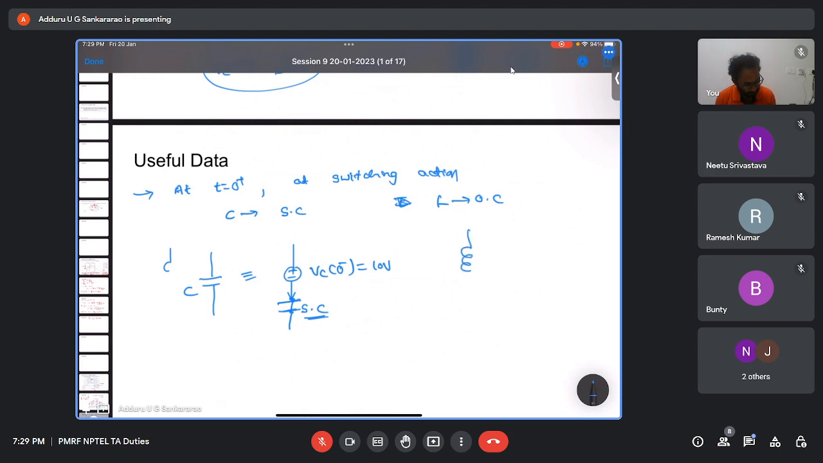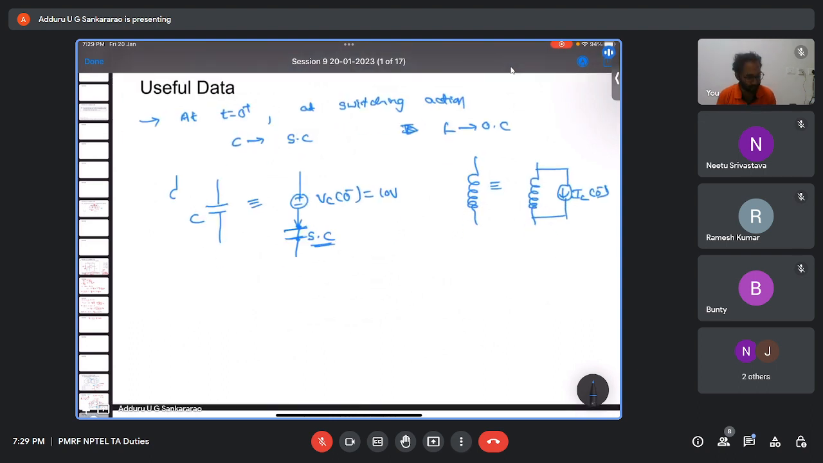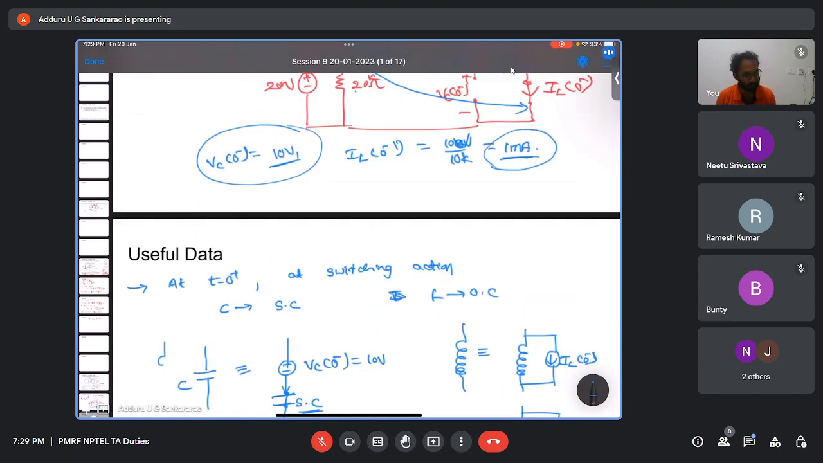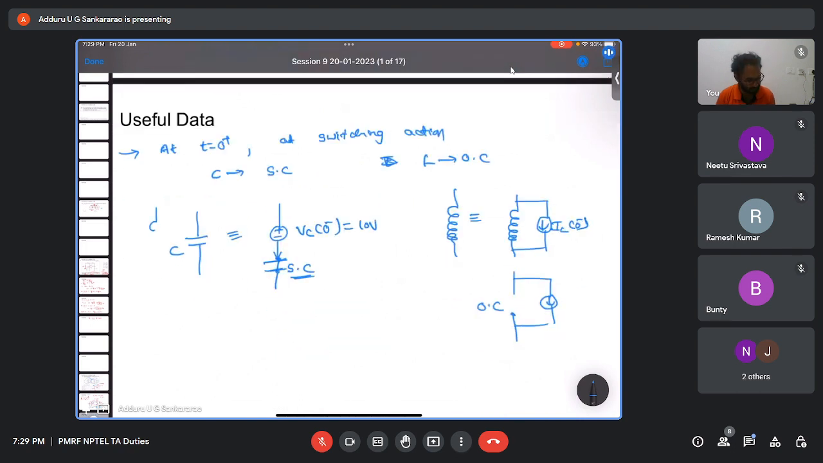Similarly, I can replace an inductor with an inductor with some parallel current. But at the time of switching, what happens? The inductor acts as an open circuit, and the current is whatever current was flowing through the inductor until IL of 0 minus, because inductor current also cannot change suddenly. So 1 milliampere. This is at the switching time.